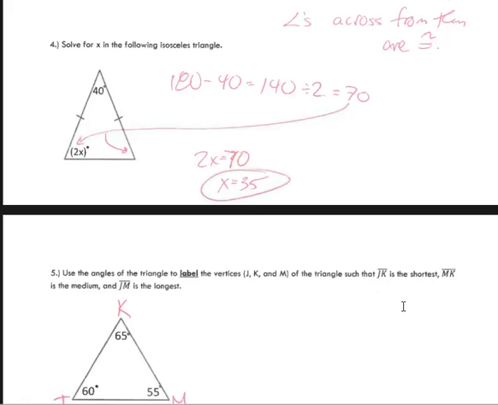Number 4, solve for x in the following isosceles. Well, we know that if those sides are congruent, the opposite angles are congruent. So if one is 2x, the other one's 2x. Therefore, we know that 40 plus 2x plus 2x equals 180. Or you could just say, I have 180 degrees altogether. I'm going to take away the 40 that exists. That is going to be 140 left over. And since they have to be split evenly between those two angles, I divide by 2 to get 70. So 2x equals 70, and x equals 35.